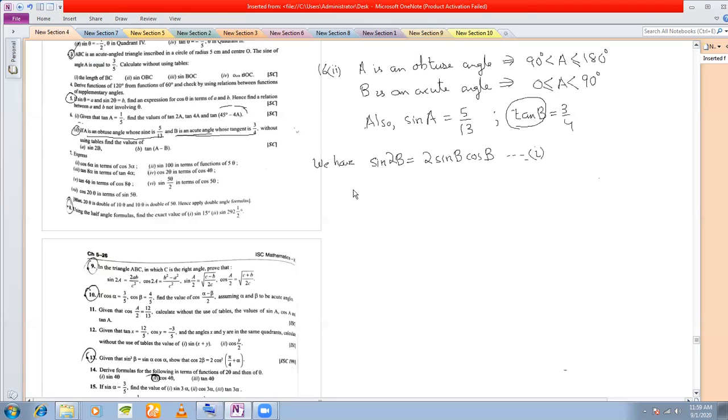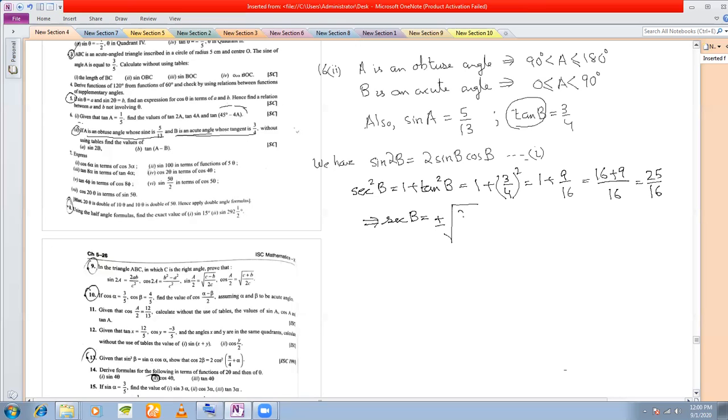So we'll use the identity sec square B is equal to 1 plus tan square B. So tan is 3 by 4 square. 1 plus 9 by 16, which is 16 plus 9 by 16, which is 25 by 16. That means sec B is plus or minus square root of 25 by 16, which is plus or minus 5 by 4.